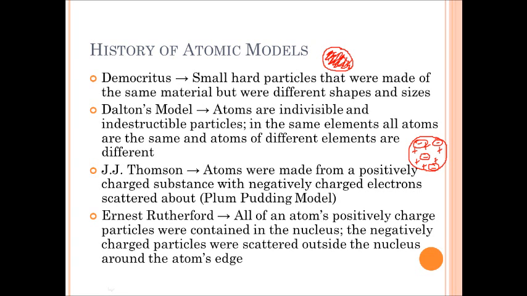And then we got to Rutherford, who basically disproved Thomson's model, the plum pudding model, and he said that you have a highly packed, positively charged nucleus with the electrons scattered along the edges of the atom.